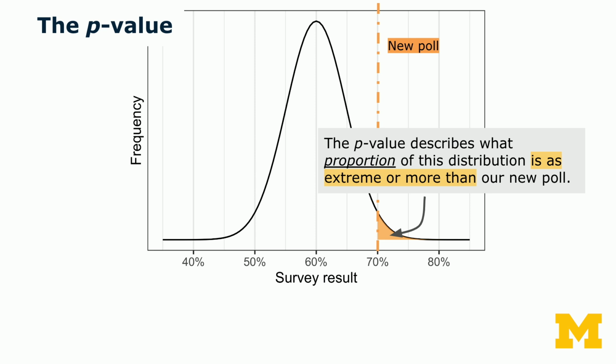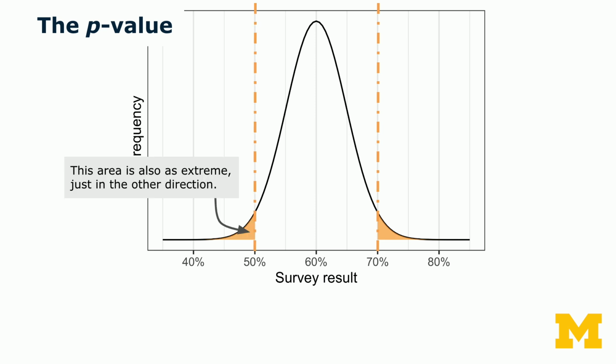Is that all? Not exactly, because if we said as extreme or more, you can be extreme in two directions, right? You could be more than or less than. So we're also going to make the mirror image of our survey results. So you could be 10 more than this 60%, which is where we were at 70%. And another way to be that extreme is to be 10 less. So we mirror our survey result to the other side. So that's at 50. And we're going to shade the part of the distribution that is more extreme than 50. So we're going to go more than 70% or less than 50%.